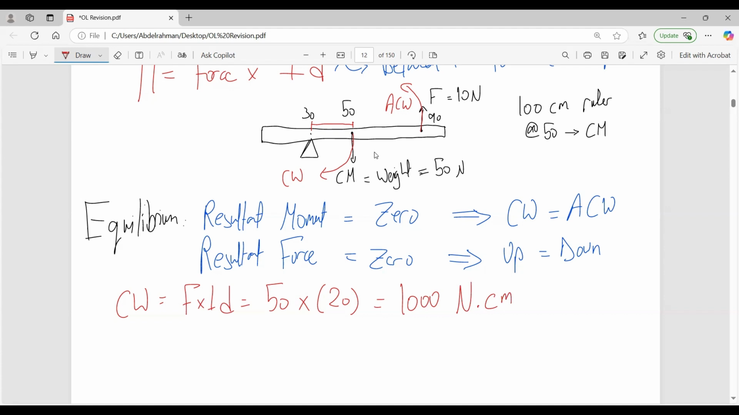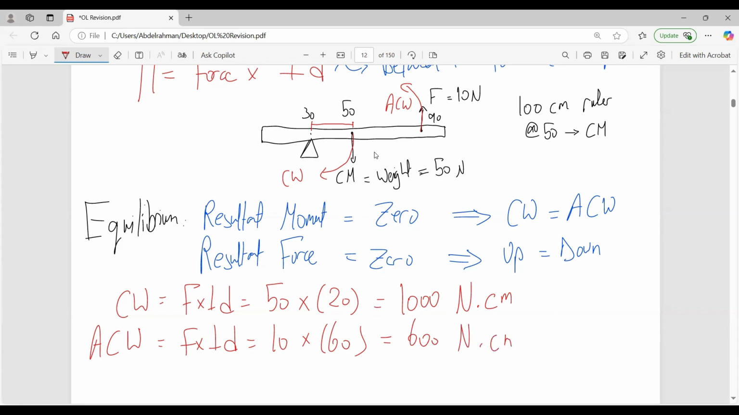What about the anti-clockwise moment? Anti-clockwise moment: force times perpendicular distance. The force is 10 newtons. And the distance is from the 90 to the 30. How much is 90 to 30? 60, right? 90 minus 30. Which is 600 newtons dot centimeter.